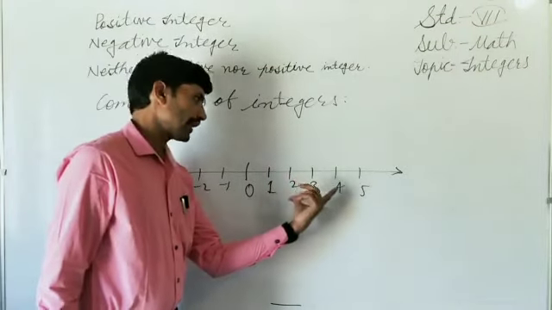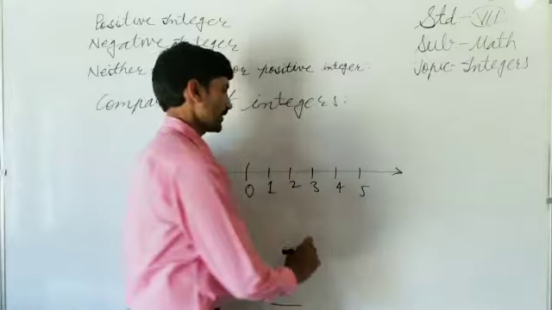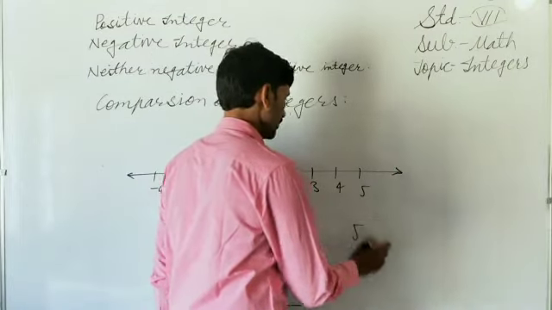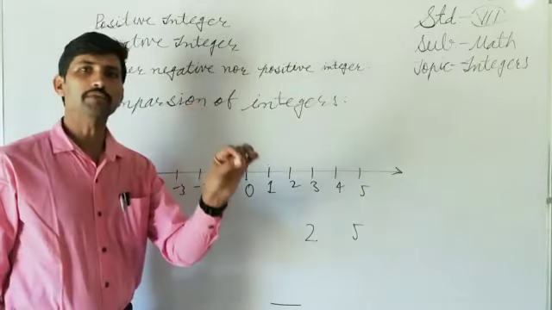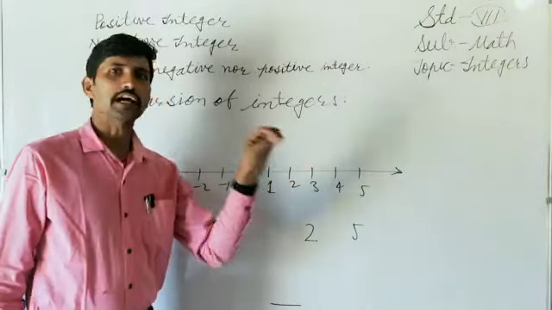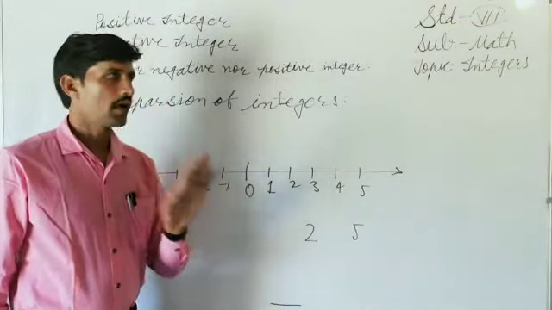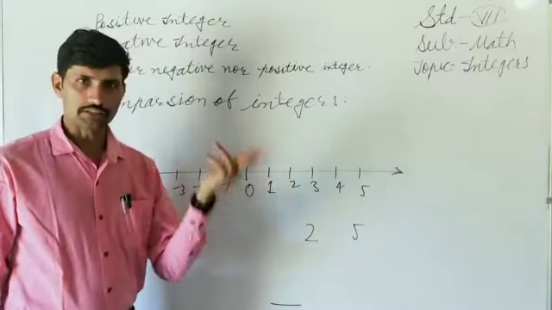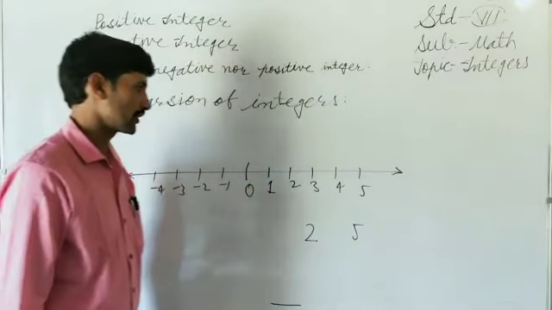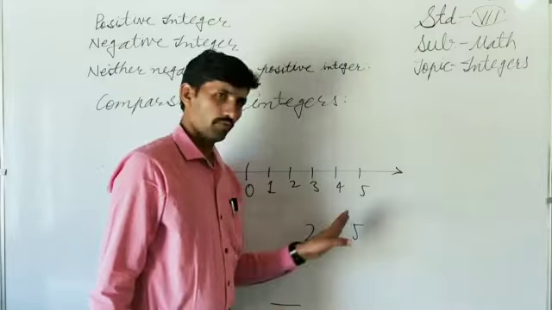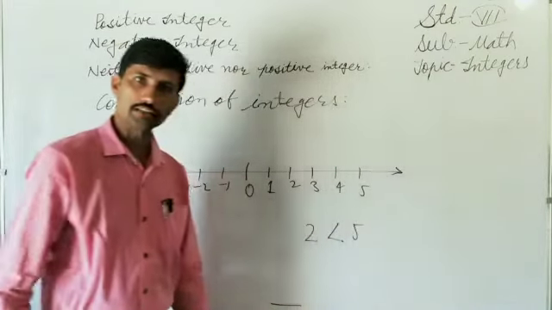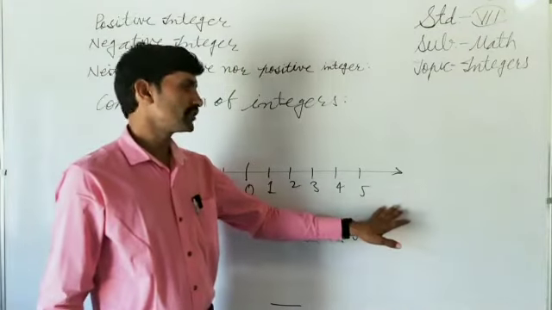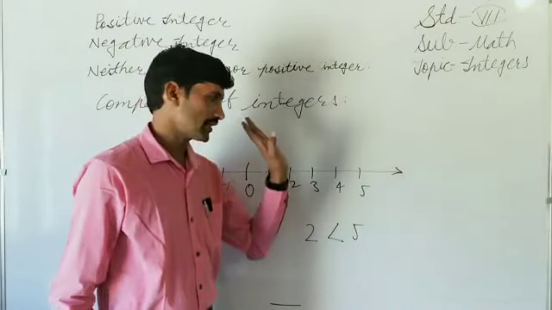If we look at only positive integers, let me take 2 and 5. Comparison of integers means what? Just to identify whether the given integers are equal or not. After that, we can identify which one is greater, which one is smaller. That is a different thing. So look at 2 and 5. Very obvious, 5 is greater than 2. So we have compared easily. Comparison of positive integers we know from the early classes.